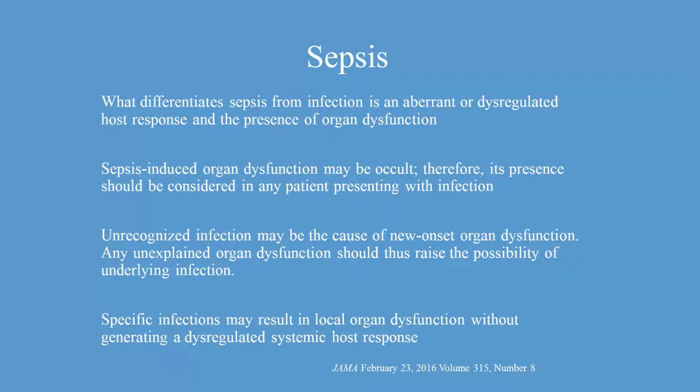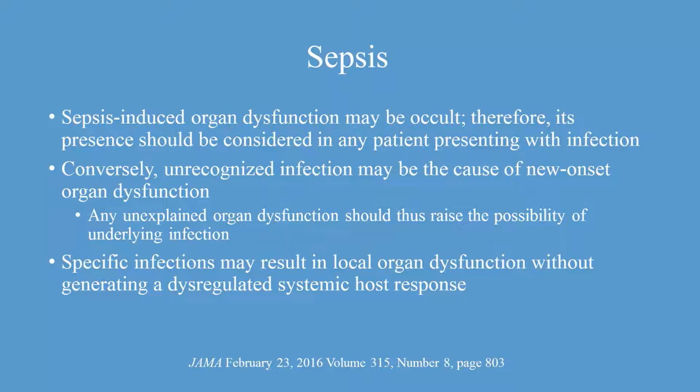In addition, the organ dysfunction itself may not be due to sepsis. Specific infections might lead to local organ dysfunction that's not due to a dysregulated host response, but is directly due to some other factor. A couple of examples of this would be if the patient has a bad pneumonia and a huge infiltrate, and they have respiratory failure due to the infiltrate, not due to sepsis, or the patient who has an obstructing kidney stone leading to pyelonephritis, and that kidney stone obstructing the ureter is leading to the renal failure, not sepsis.